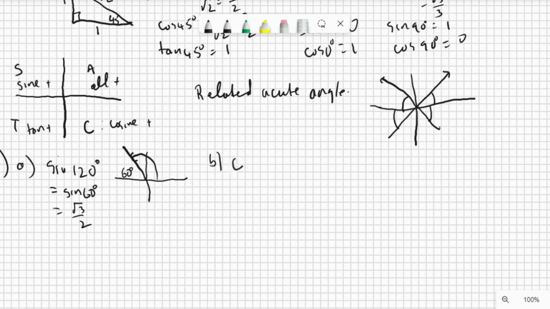If this was cosine 120 degrees, in the second quadrant cosine is negative, which means it's opposite to the related angle: minus cosine of 60 degrees, which is half, so minus 1 over 2. If this is tan 120 degrees, in the second quadrant tan is negative in relation to the acute angle. It means it's opposite to tan 60 degrees, which is minus root 3.